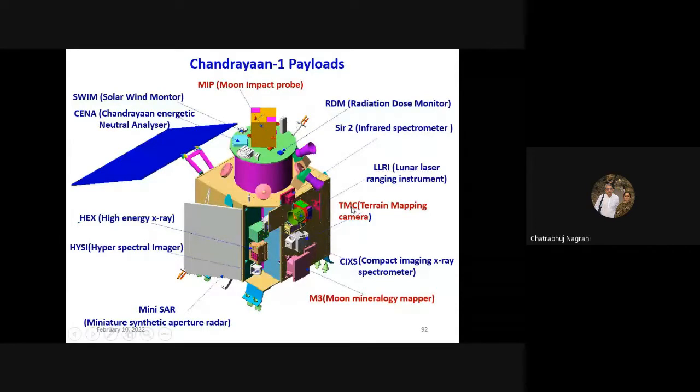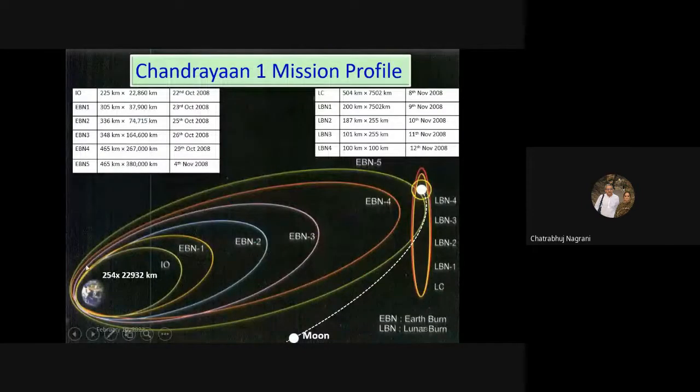Then we added TMC. TMC is such that from a 100-kilometer orbit around the moon, it can take pictures with a resolution of better than 5 meters. And of course, moon mineralogy mapper. You all know that our Chandrayaan-1 detected water, not only detected water, but even determined how the water is generated, how the water moves, where the water is, in which season, what type of water is there. And we launched this Chandrayaan-1 using our PSLV.